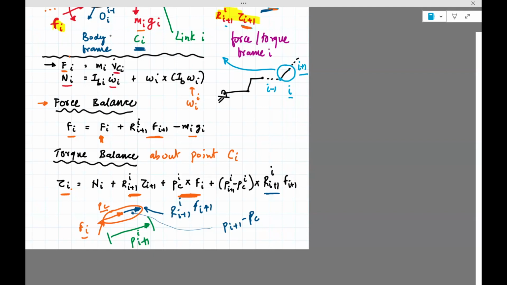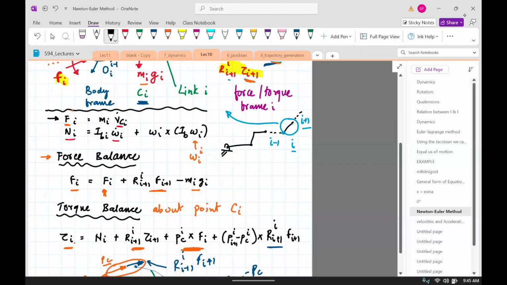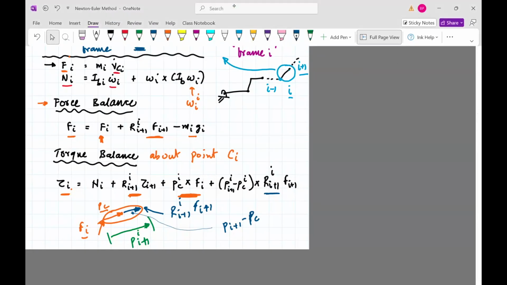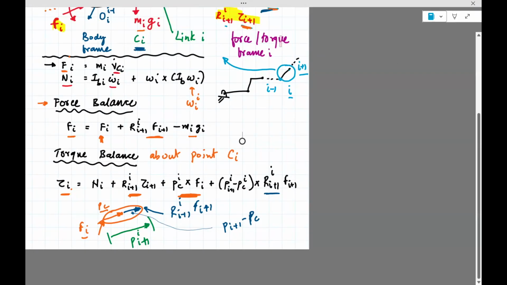Okay, so that's Newton's laws, those two equations. Remember, those equations would be for every link, and we'll get to every link in just a bit. Now, if you see these equations, there's something here which I've not yet defined. I still need omega, I need Vc dot, I need omega i dot. Those have not been defined, so I need to define those.